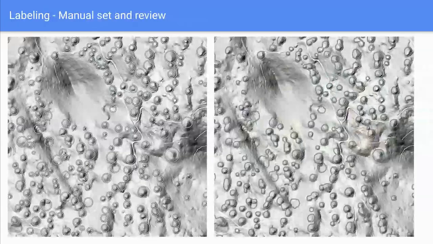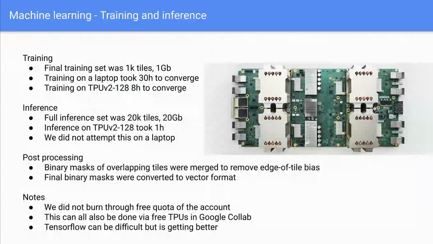So yeah, there's that. Now, the training and inference of these things. We had about 1,000 tiles, which is about 1 GB of data. On a laptop, it took 30 hours to converge the UNet model that we had. I tried the TPU version 2 that came out at the time. That's Google's hardware, a specialized tensor processing unit. I guess that's what the name TPU stands for.